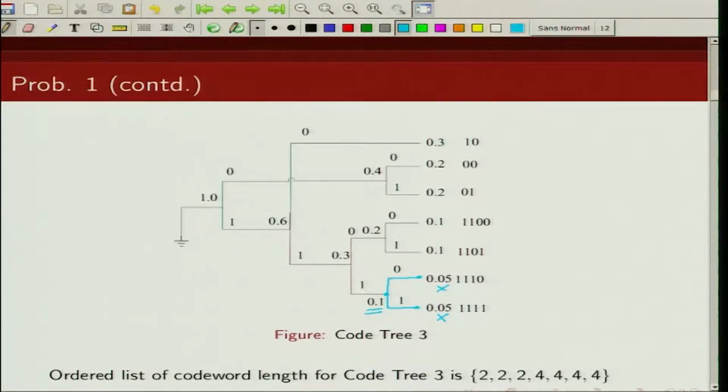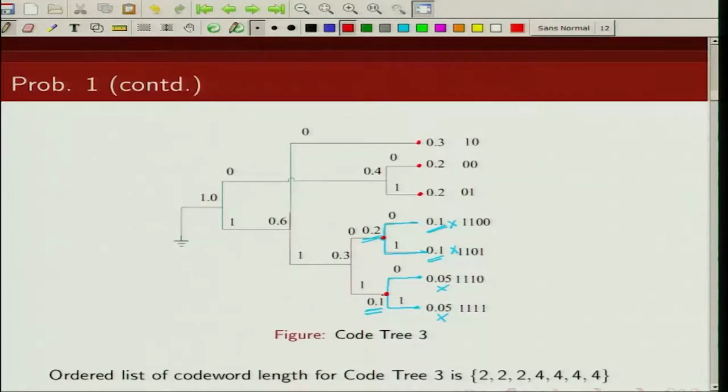Next we have this node with probability 0.1, this particular leaf with probability 0.1, and this node with probability 0.1. We can combine any two of them. If we combine these two, we get a new node with probability 0.2. We deactivate these nodes. At this point our active nodes are this one with probability 0.1, this one with 0.2, this one with 0.2, this one with 0.2, and this one with 0.3.